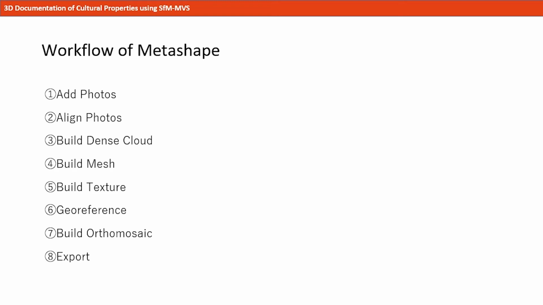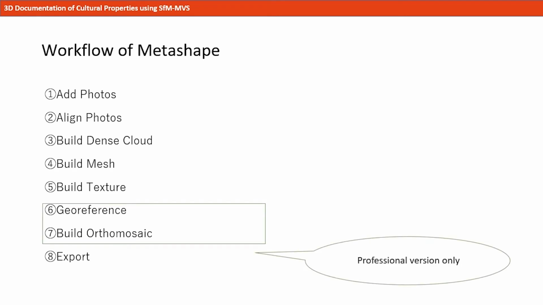4. Structure a 3D polygon model. This task creates various surfaces from the point cloud in process 3. 5. Texture the subject. Paste image data, such as the colors of the various surfaces in process 4, to create a 3D image. 6. Add positional information. 7. Create an orthophoto map. 8. Export the results. Processes 6 and 7 are functions only available in the professional version. Now, let's take a look step by step.